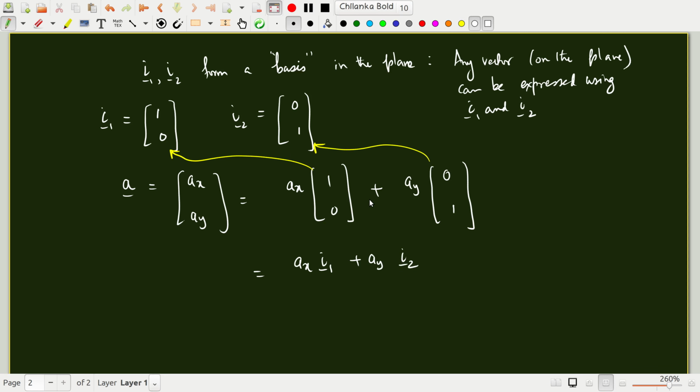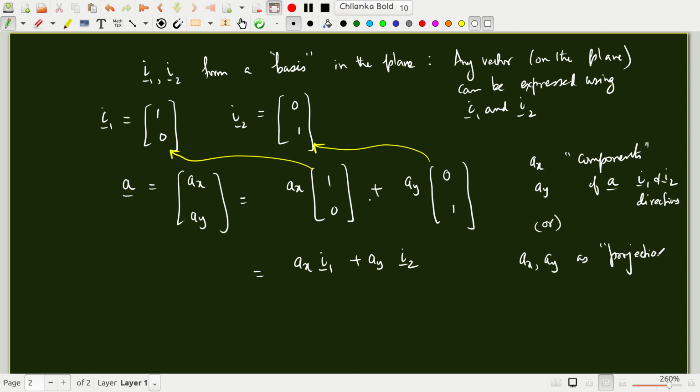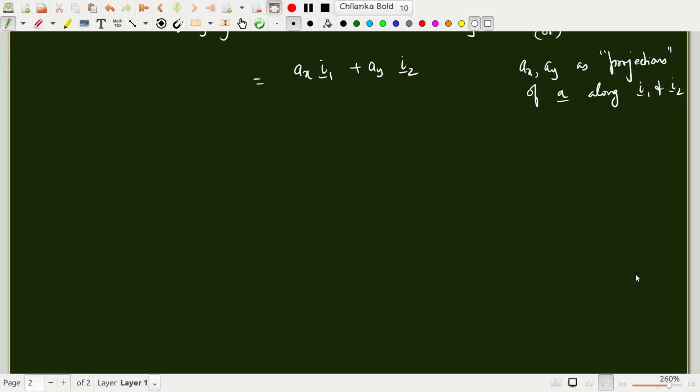Now you can also think of AX and AY as the components of A along the I1 and I2 directions, or as the projections of A along I1 and I2. These are all just jargon that you should get used to.